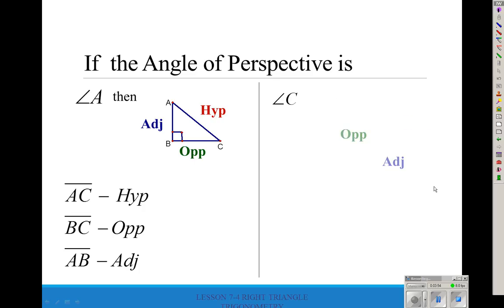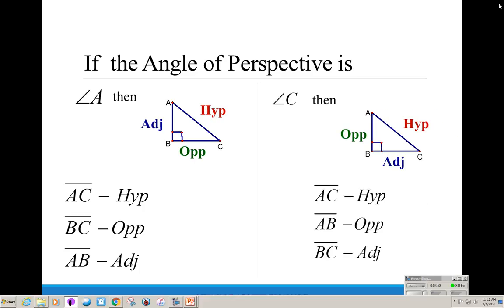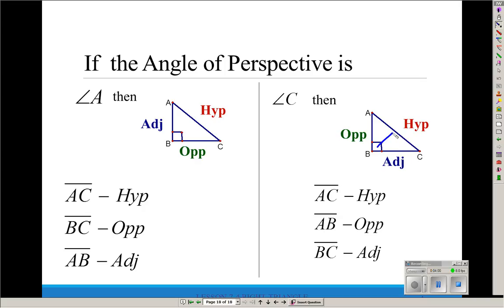But if angle C is the angle of perspective, segment AC is still the hypotenuse. That doesn't change. But what changed was the opposite is now segment AB, and the adjacent is now segment BC. So when the angle of perspective changes, opposite and adjacent also change. The hypotenuse doesn't because it's always across from the right angle. But the opposite and adjacent do change. Make sure you can correctly identify those three sides.